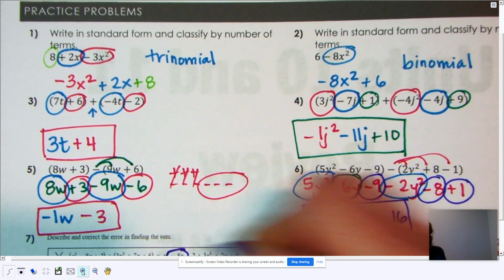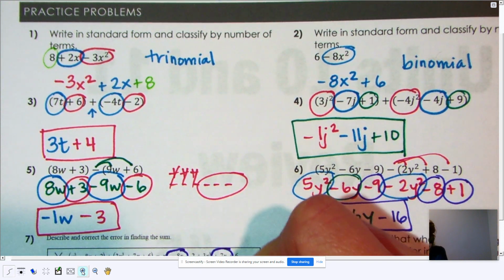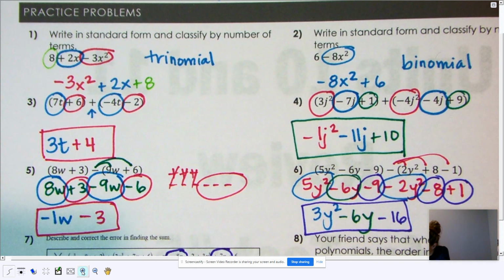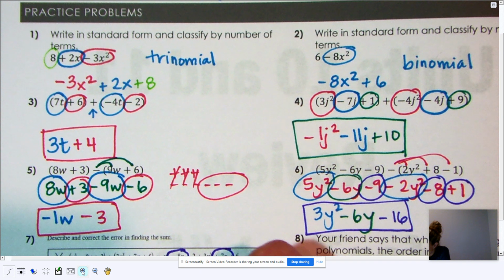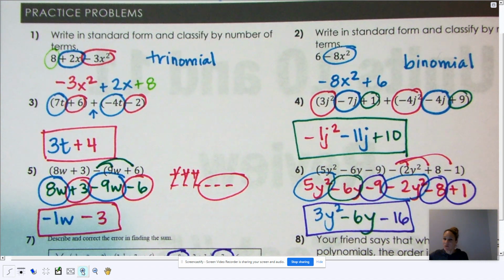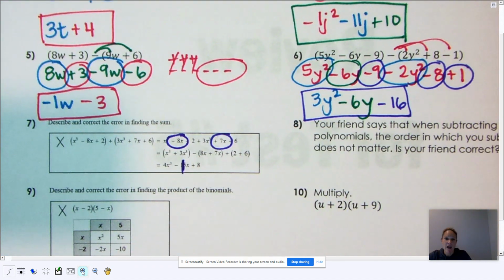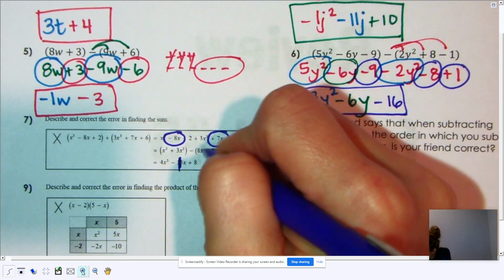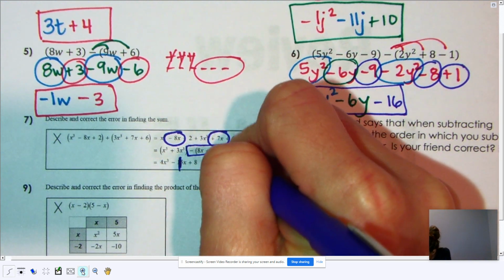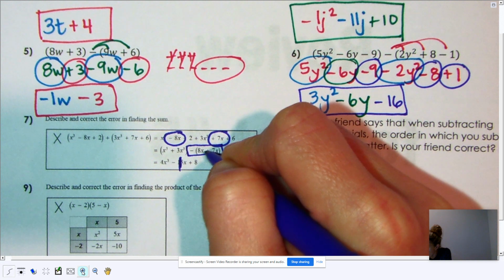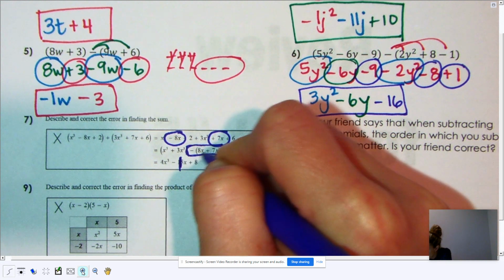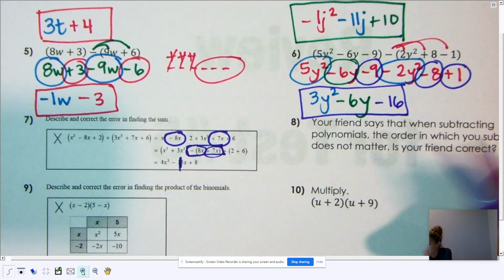If I have negative 8x and positive 7x, I can't just add the 8 and the 7 together and stick the minus on it. I have to treat it as negative 8 and positive 7, which would be negative 1x, in which case, sorry, you guys can't even see what I'm doing. In which case you wouldn't even write the 1. So this is the problem right here. You cannot add them together first. You have to keep the negative with the 8 and the positive with the 7.